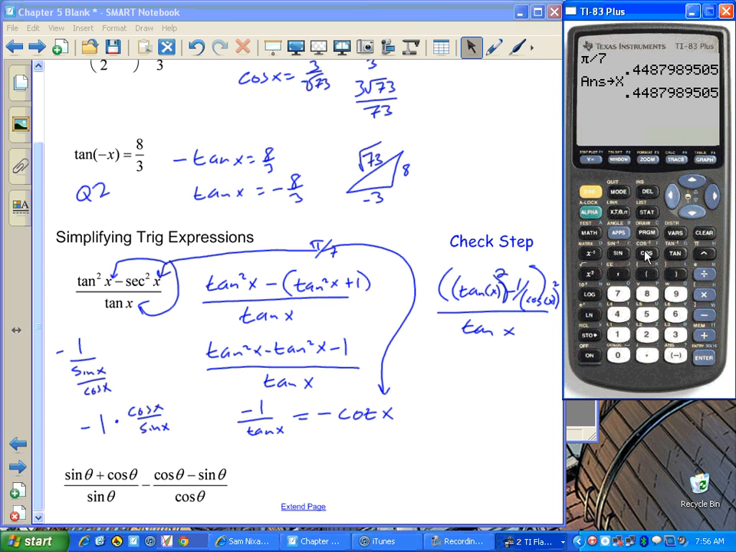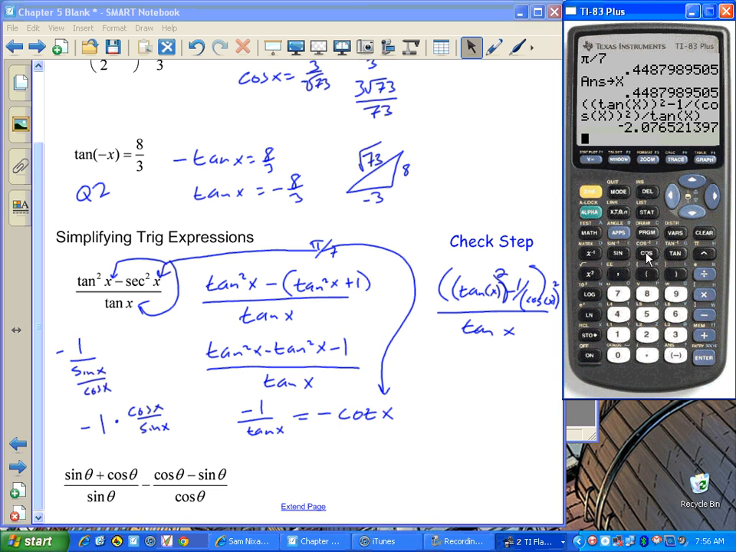Now I'm going to type this first one in. So here's my numerator parentheses. Here's my parentheses around tangent. I want x. Close my parentheses around tangent and square my tangent. Subtract 1 divided by parentheses around the cosine x, close my cosine parenthesis, square it, close my numerator parenthesis, divide by tangent x. And I get that value.